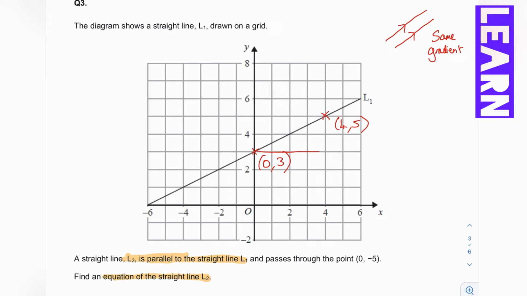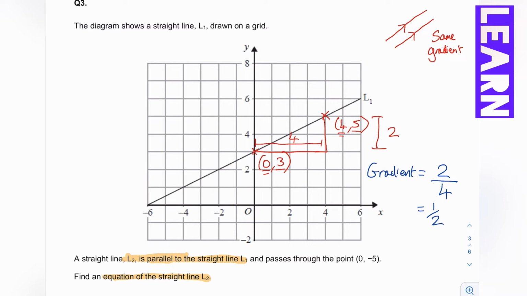Again, we can draw in our triangle. We know our change in y is the difference between our y ordinates, or the difference between 3 and 5, which is 2, and the change in x is the difference between my x ordinates, which in this case would be 4. Therefore, my gradient would be my change in y, which is 2, divided by my change in x, which is 4. This is the same as 1/2.